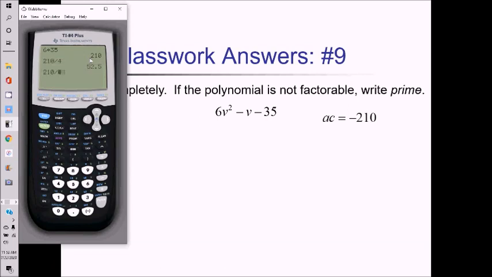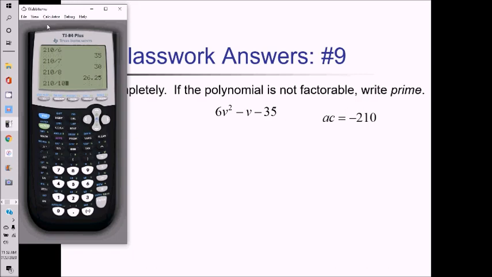210 divided by 5 gives us 42. 210 divided by 6, that's 35. 210 divided by 7, well, I know that's 30, so that's not even close. If I do 30 minus 7, 210 divided by 8, nope. 210 divided by 9 is not going to work because the digits don't add up to 9.